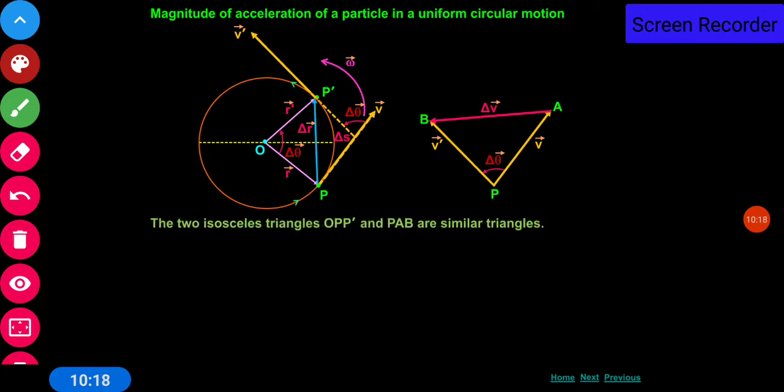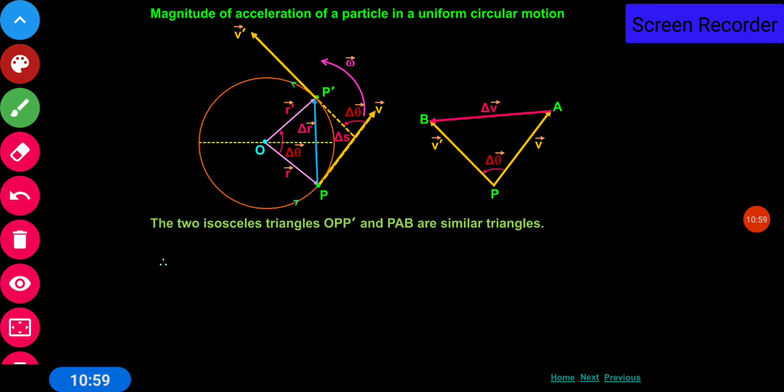Now the two isosceles triangles OPP' and PAB. Look at these two triangles OPP' and PAB. Both these triangles are similar triangles. Why are they similar? Because both are isosceles triangles. In triangle OPP', OP and OP' are both radius vectors. The angle between them is del theta. And in the other triangle, both are velocity vectors, and the angle between them is del theta. So they are isosceles triangles with equal vertex angles, so they are said to be similar triangles.